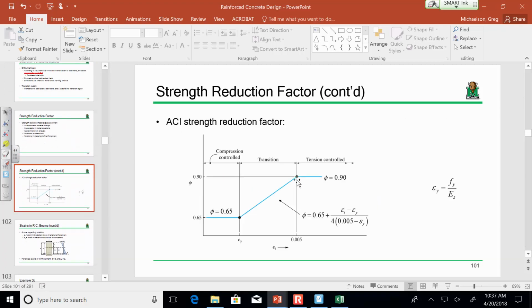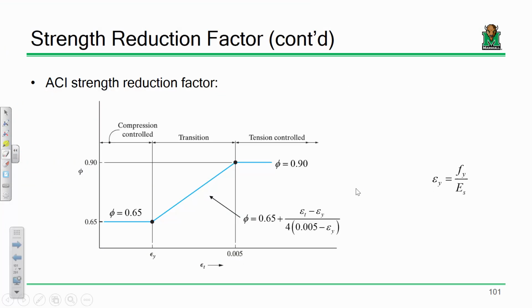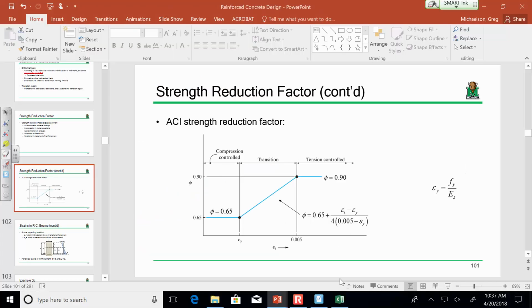Y'all remember this? This is what phi actually looks like. For compression regions, it's 0.65, but under pure bending, it's 0.9. There is a region where it transitions. Everybody remember that? So if you look at your phi values, let me go to Excel.